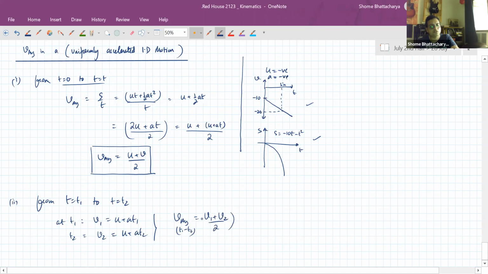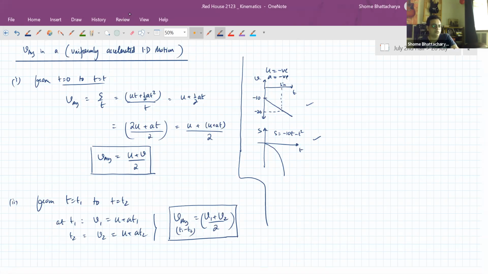There's a similar proof for this also, like the one I've done above. I'll show it by the graph method. So whether we are looking at average velocity from 0 to some time t, or for some intermediate time, like 1 to 5 seconds, or 7 to 8 seconds, t1 to t2, the average velocity will always be the arithmetic mean of the velocity at the beginning of the interval and the velocity at the end of the interval. So make a note of this.